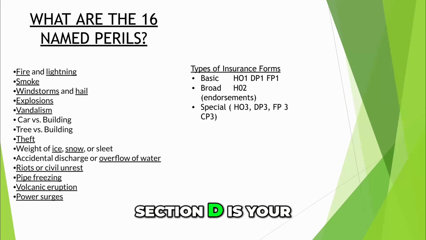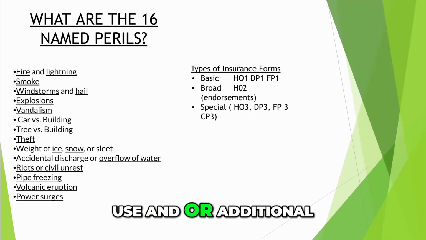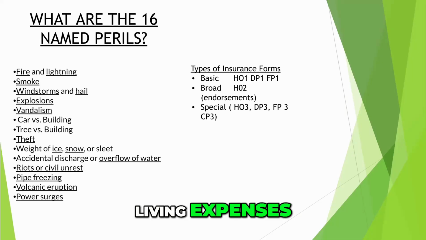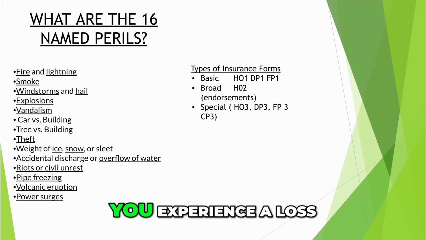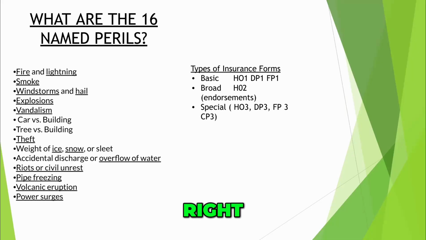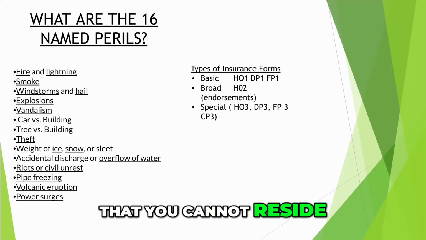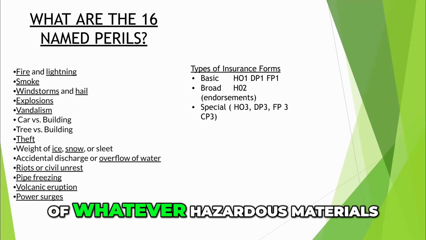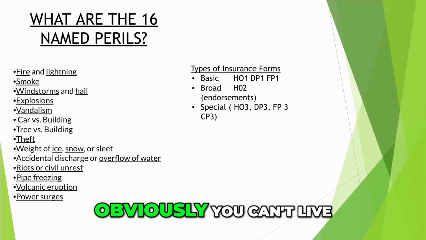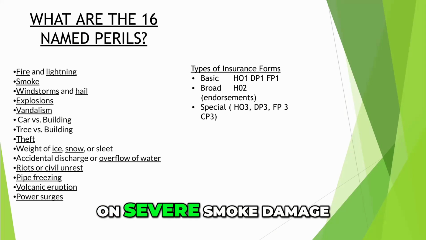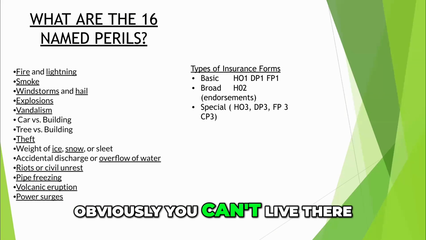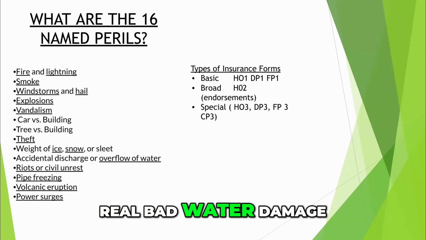Now, section D is called loss of use and/or additional living expenses. So, say for example, you experience a loss in your house, right? And part of the loss that you sustain means you cannot reside in the house because of whatever hazardous materials. If your house is on fire, obviously you can't live in there. If your house takes on severe smoke damage, obviously you can't live there, right? Or if you have real bad water damage and they have to tear up your whole crib for whatever reason, you can't stay there.